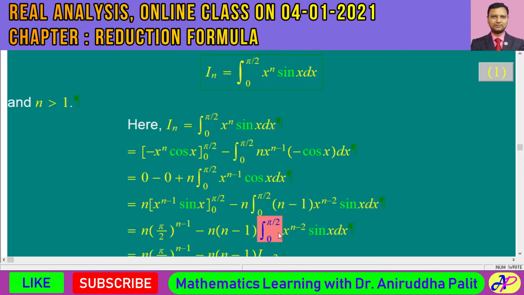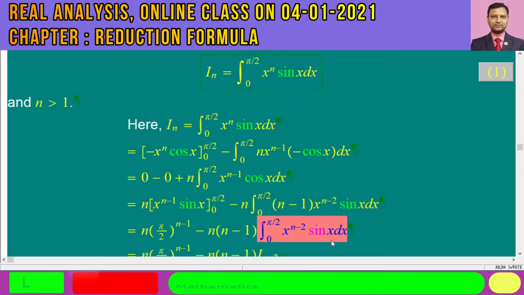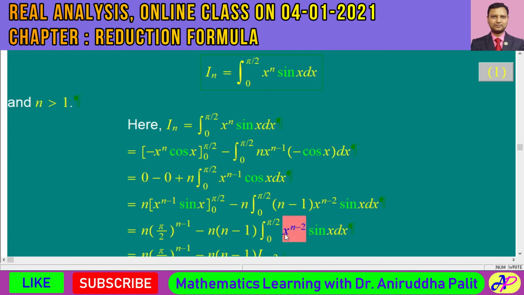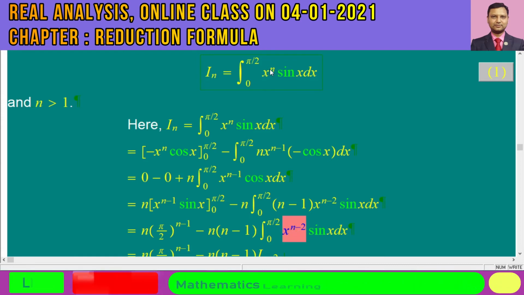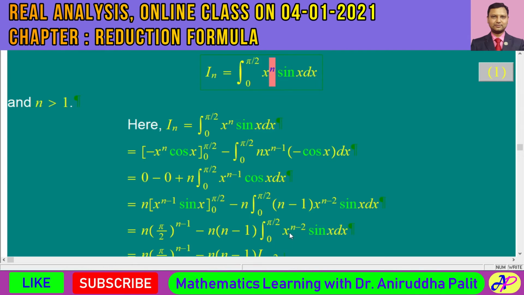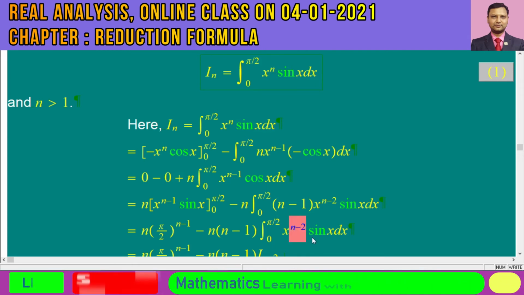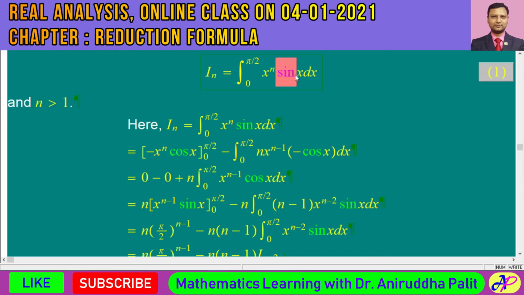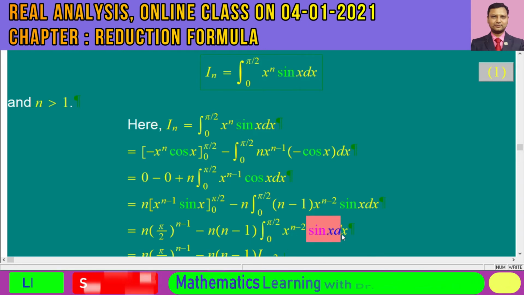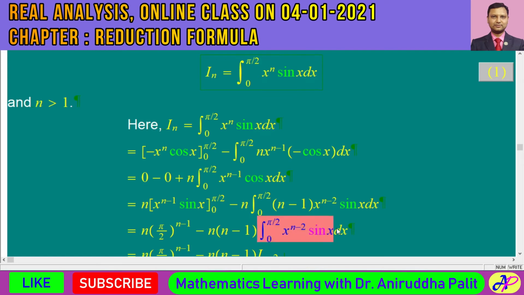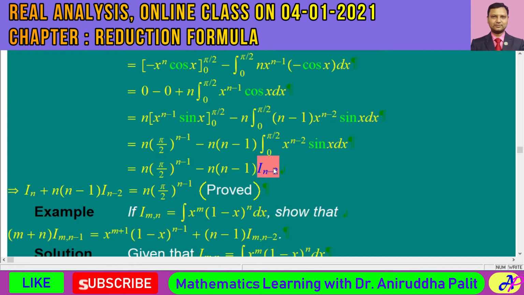And now you see, yes, it is now in the given form: x to the power of some term, x to the power of n minus 1. Initially we had x to the power of n. So now we have x to the power of n minus 2, and the sine function is there, multiplied by sine of x dx. Got it? So now this integral can be written as I_(n minus 2), because this function is I_n, therefore this integral is our I_(n minus 2), and this would be the final expression.